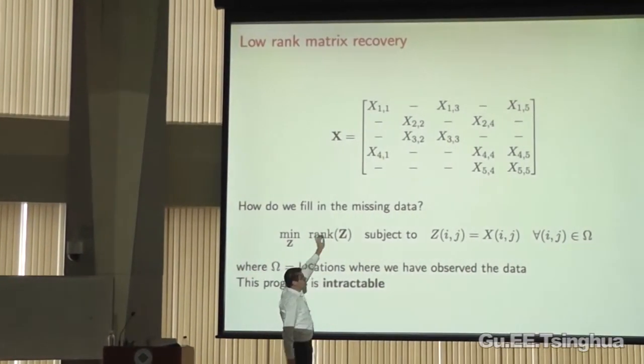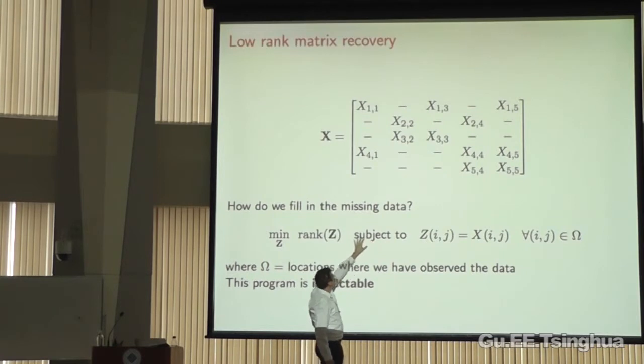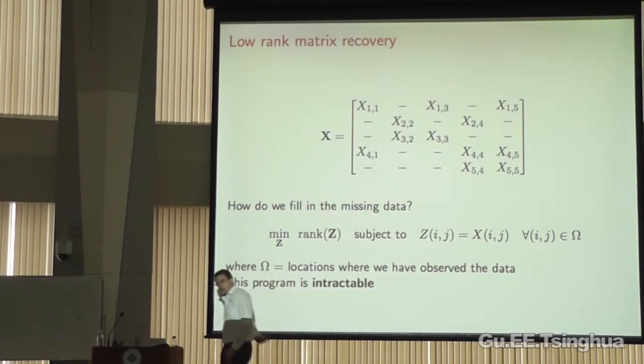Same thing with this problem. This problem turned out to be intractable. So finding the lowest rank matrix which obeys some set of linear constraints, again, it's a hard optimization program. There's not a good known algorithm for doing this.